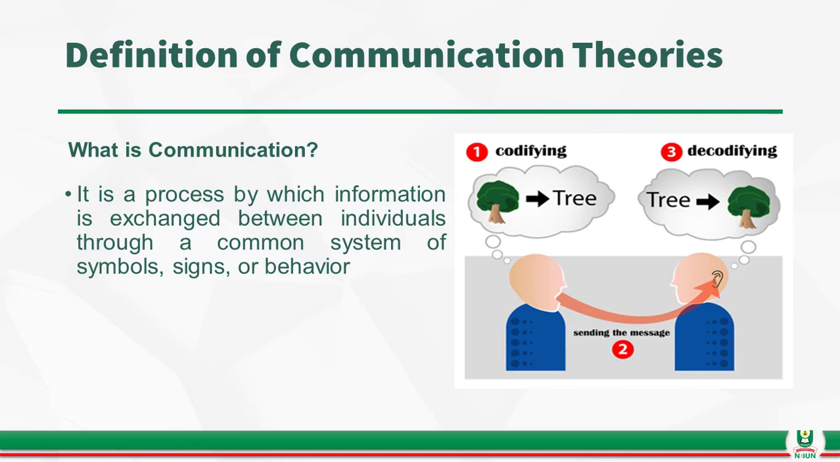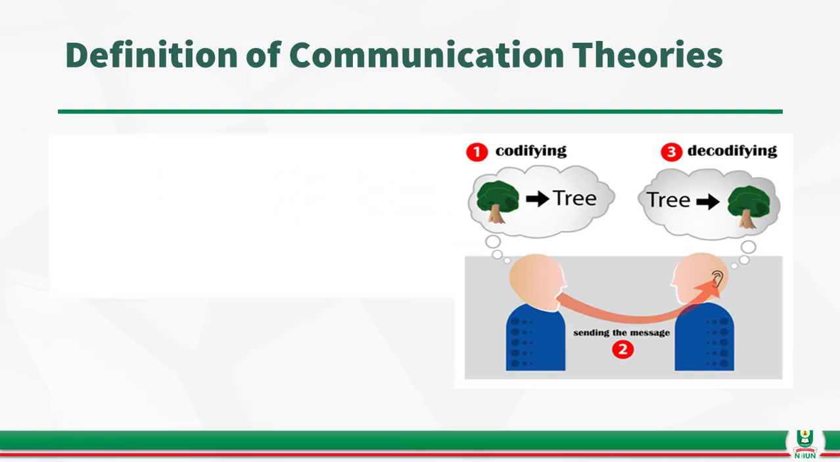We have the definition on the screen now. Communication is a process by which information is exchanged between individuals through a common system of symbols, signs or behavior. Communication is the information transfer from the sender to the receiver, and there are so many ways it can be defined, which will be done in subsequent lessons.